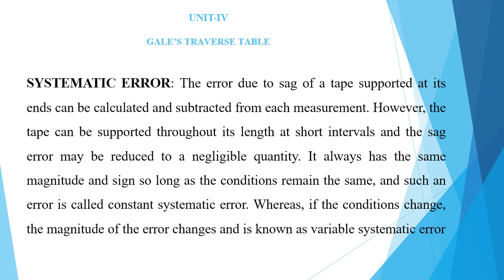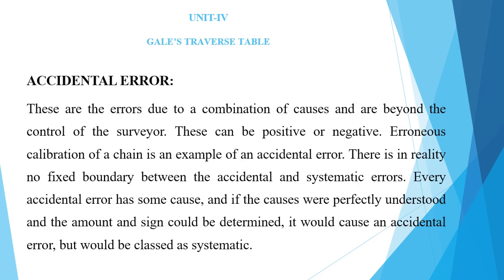It always has the same magnitude and sign, so long as conditions remain the same, and such an error is called constant systematic error. Whereas if the condition changes, the magnitude of the error changes and is known as variable systematic error. Accidental errors are the errors due to a combination of causes beyond the control of the surveyor. These can be positive or negative.